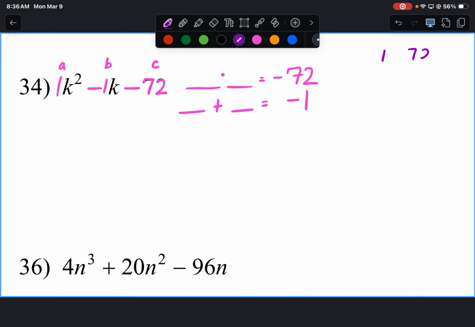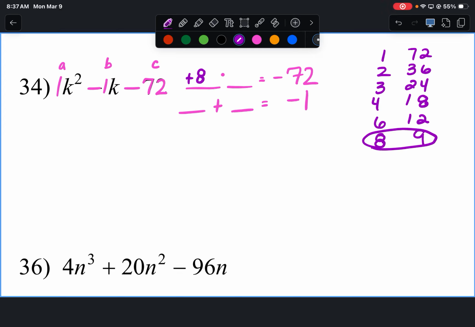So we have 1 and 72, 2 and 36, 3 and 24, 4 and 18. Double check that one. Is it 4 and 18 or 4 and 16? I think it's 4 and 18. Does 5 go into 72? No. 6 goes into it 12 times, and then 7 doesn't go in. 8 goes in how many times, though? 9. So which one of those? 8 and 9. What combination of 8 and 9 do we need to multiply to get negative 72, but add to get negative 1?